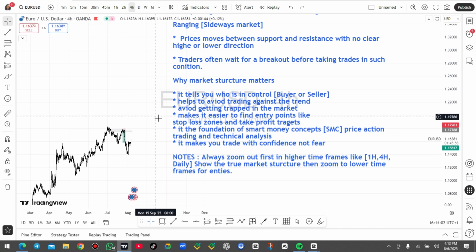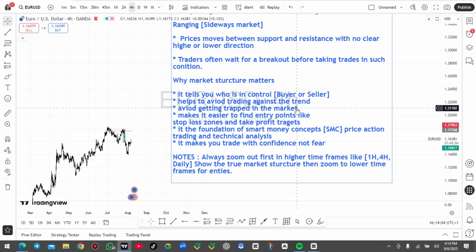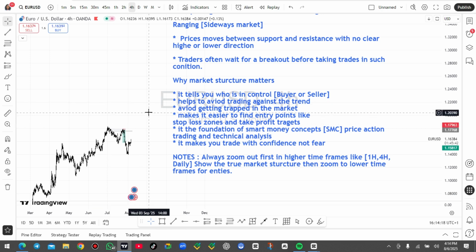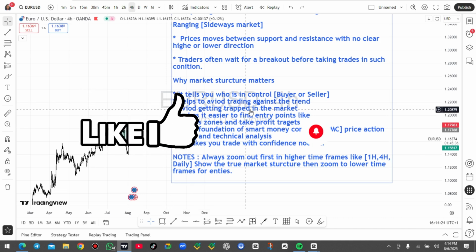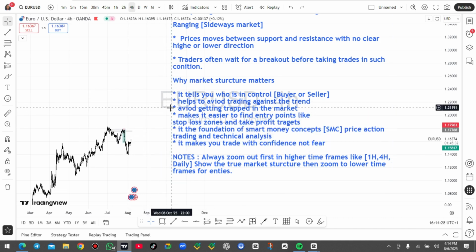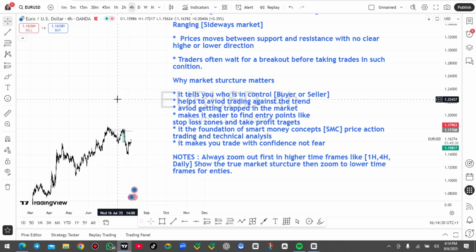And the next one says avoid getting trapped in the market. Now, why would they say avoid getting trapped in the market? We talk about the consolidation market. A consolidation market can trap you in the market. The market is not buying, it's not selling. It's at an equilibrium point. Buyers are there, sellers are there, nothing is happening. So your money is being trapped until a breakout happens. That's when you will know the clear direction of the market.